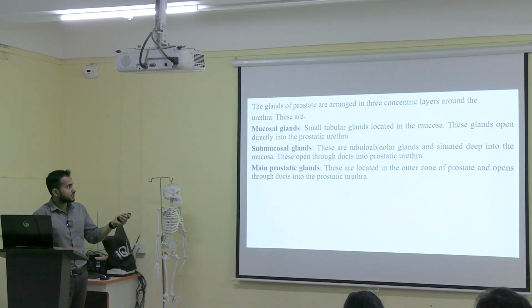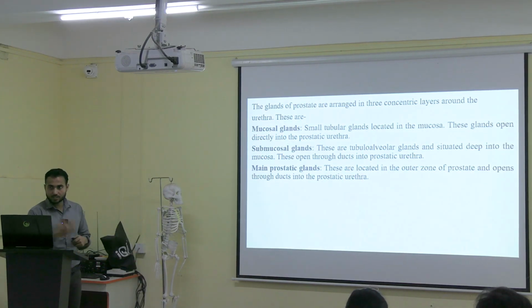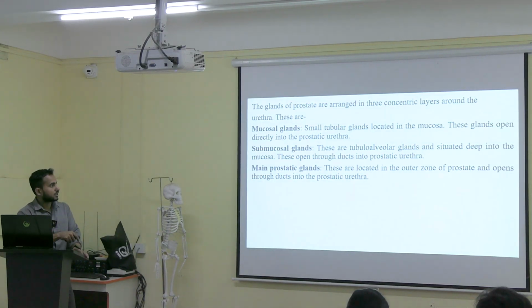Next, submucosal glands. These are tubulo-alveolar glands situated deep to the mucosa. Okay, they will open into the prostatic urethra. And the main prostatic gland, whatever main secretions are taking place, these are only mucus secreting glands. They are situated at the outer zone of the prostate and open through the ducts into the prostatic urethra.